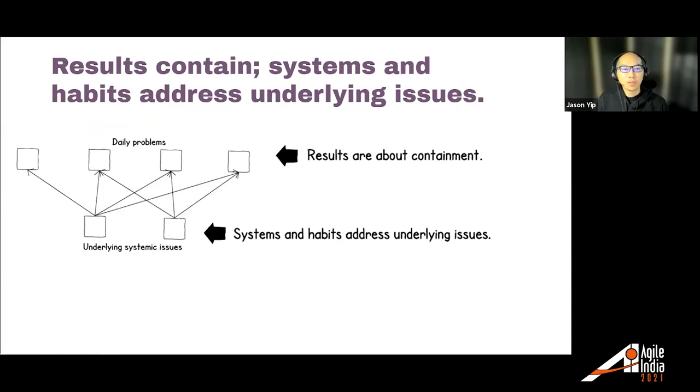If you want long-term systemic improvement, you have to deal with underlying issues. If you want to deal with underlying issues, you have to improve systems and habits. That's the only way to do it. And again, as mentioned before, those things might take a little bit more time. This is not to say you just do one or the other. You have to do both: results to contain, and systems and habits to deal with long-term issues.